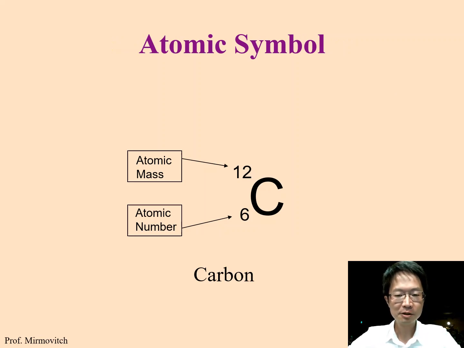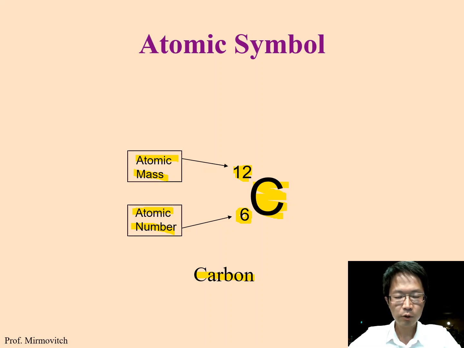So for the atomic symbol, you just consider carbon. We use the capital letter C to indicate it. And then at the bottom we put a number 6. Number 6 is basically the atomic number. An atomic number is basically the number of protons in the atom of carbon. And then number 12 is the atomic mass. Atomic mass is basically the number of protons plus the number of neutrons in the nucleus of carbon.